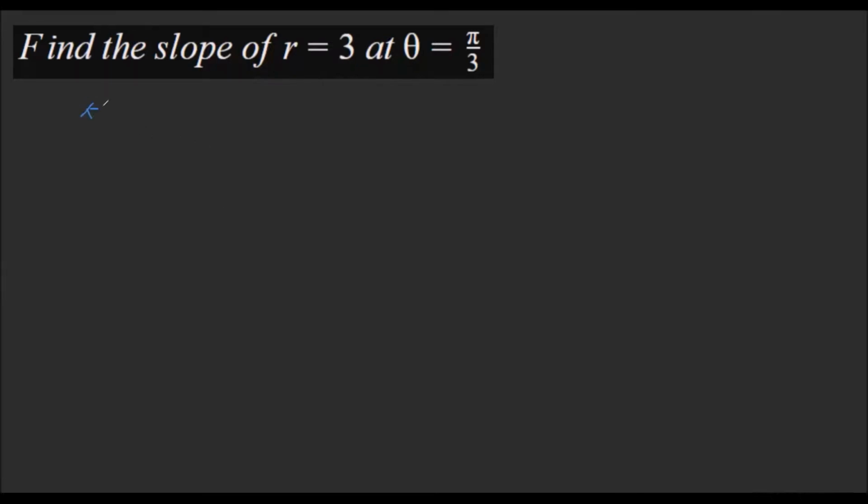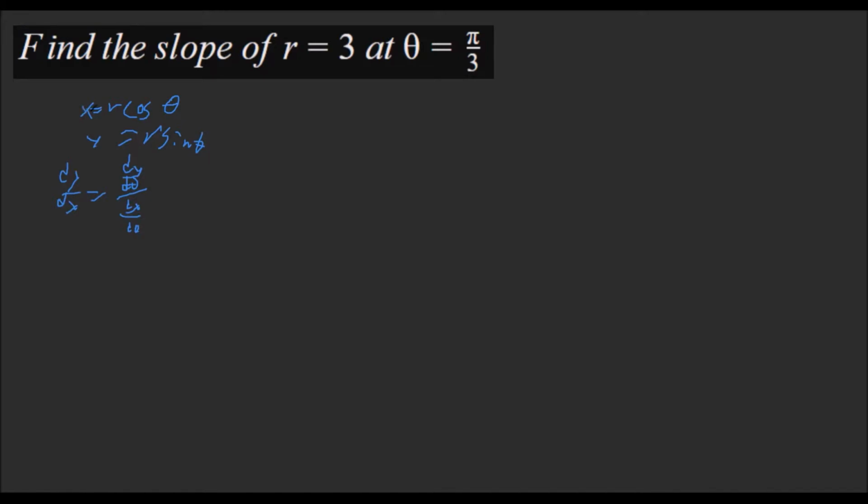So x is equal to r cosine theta, y is equal to r sine theta, and our slope, which we'll call dy dx, is equal to dy d theta over dx d theta. And so these are the three things we have to find.